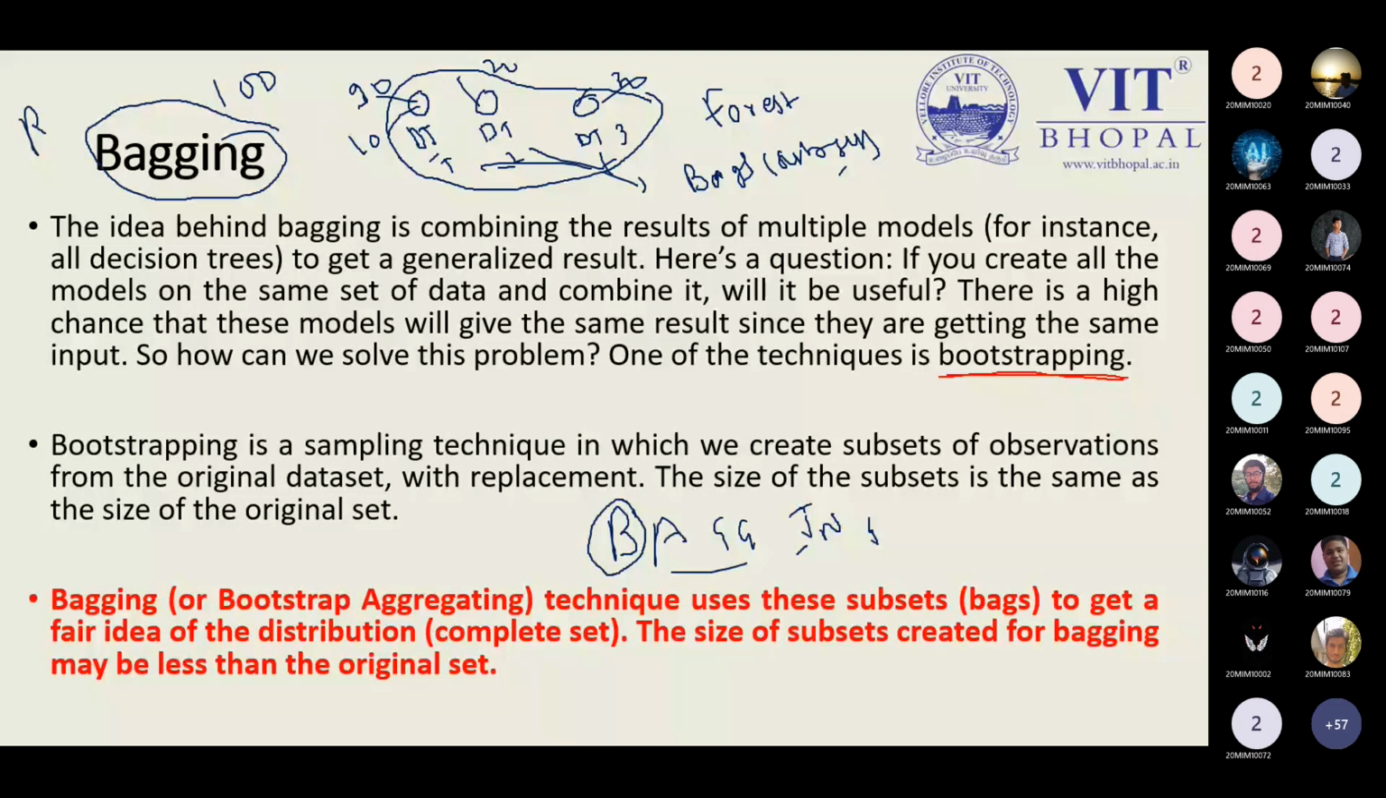So what is bagging? The word bagging is combined from two important words: one is bootstrap and the other is aggregating. The idea behind bagging is a combination of the results of multiple models, for example, decision trees, to get a generalized result. So here is the question: if you create all the models on the same data, will it be useful? If you're solving a problem with a decision tree, then it's okay. But if you're solving the same problem with the same decision tree again, you're just unnecessarily wasting time.